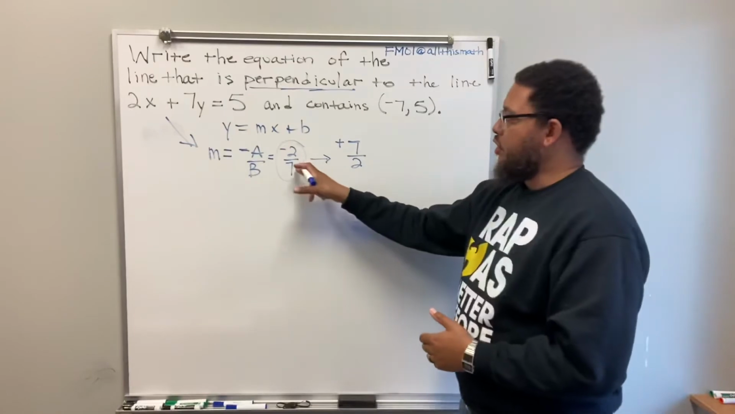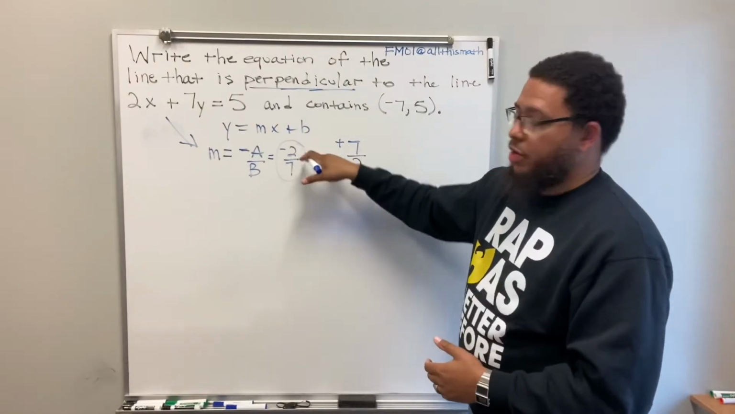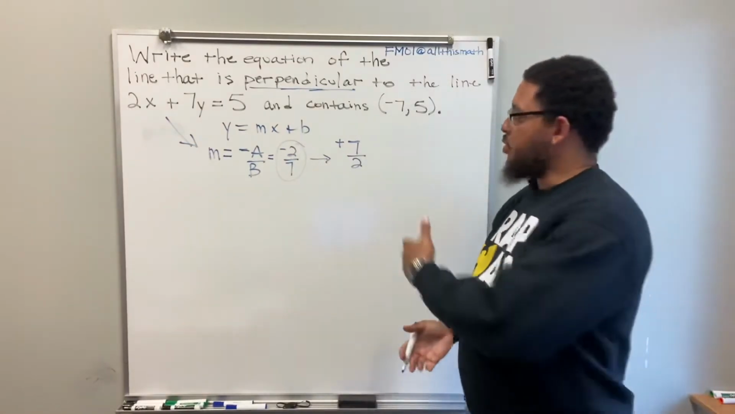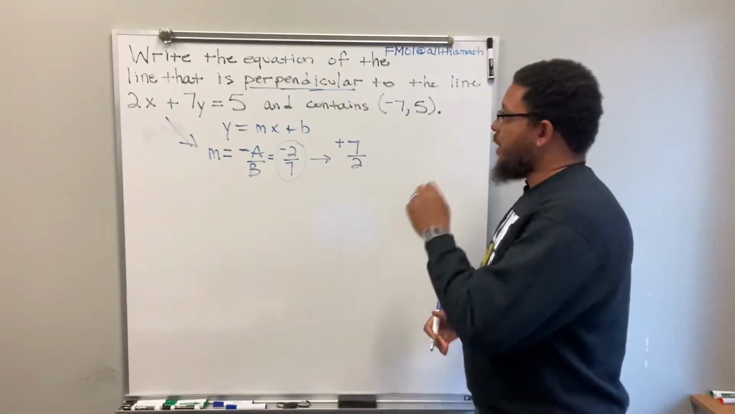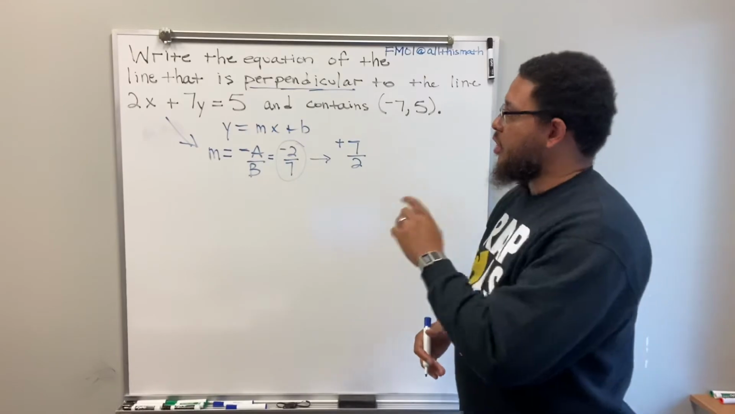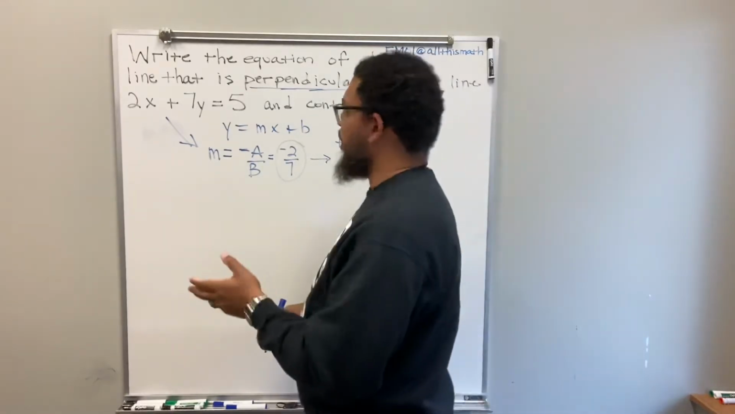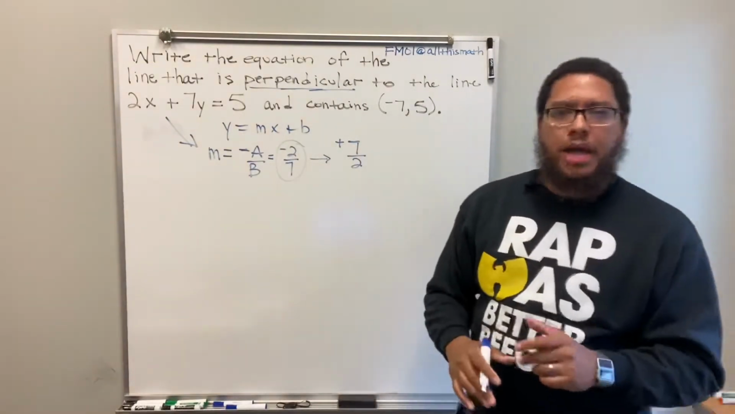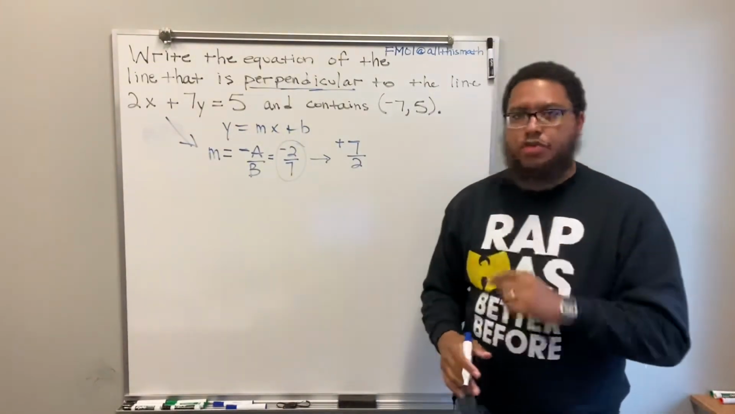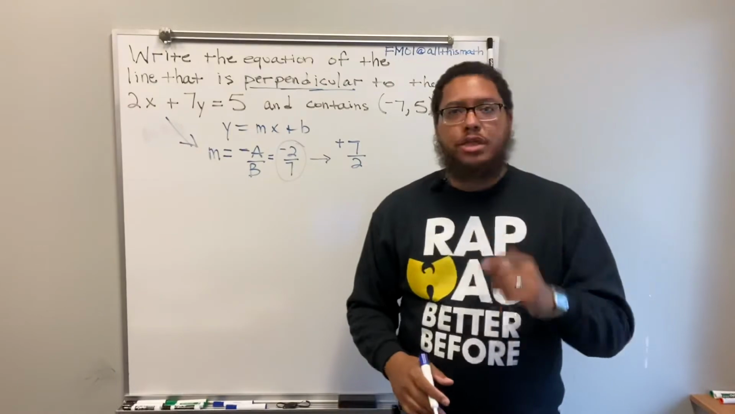And then the reciprocal, the numerator and the denominator just switch places. So now I've got 7/2. So now I've got my slope. Now, in order to write an equation, and I want the equation to be in slope-intercept form, not standard form, I need something else. I need another piece of information. I need something called the Y-intercept.